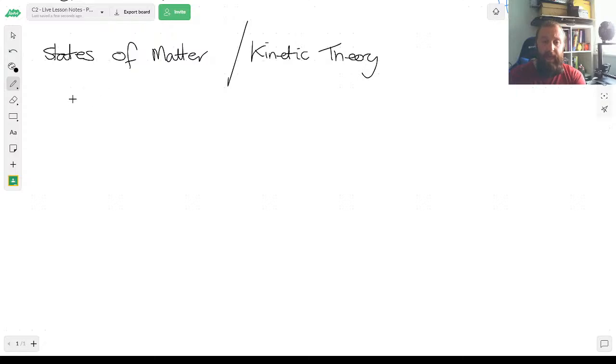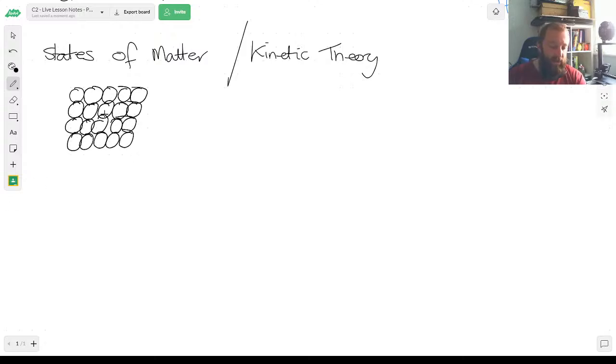So states of matter, and as I said, this is just revision. I'm not going to pretend that any of you shouldn't know this. Some schools cover this in primary. If I was to ask you to draw out what the particles would look like in a solid, we're going to draw a nice, neat, ordered row of particles. We're then going to have our liquid.